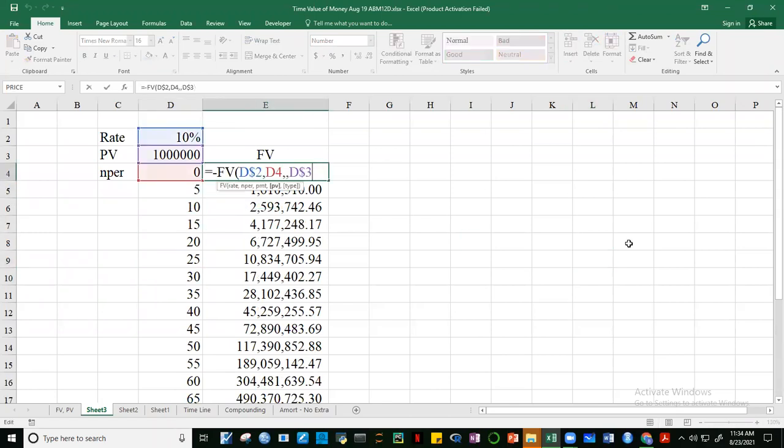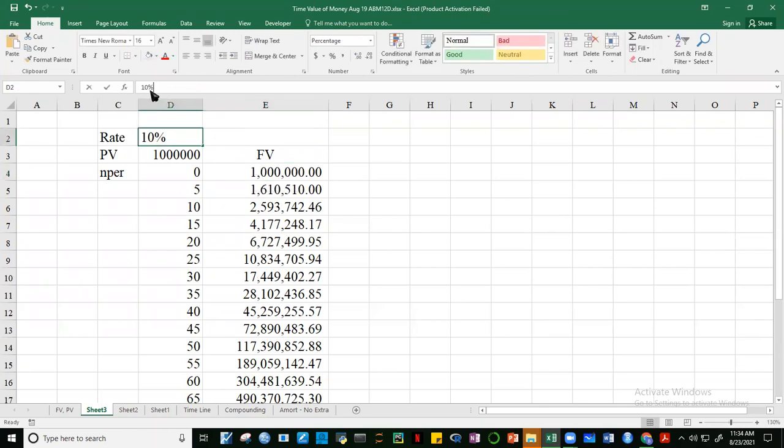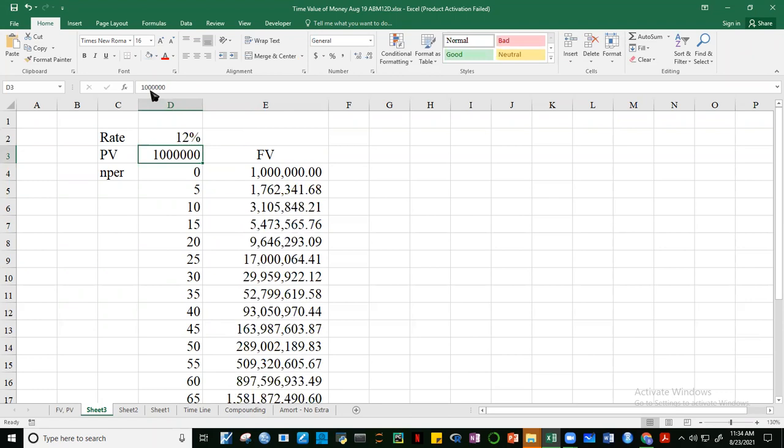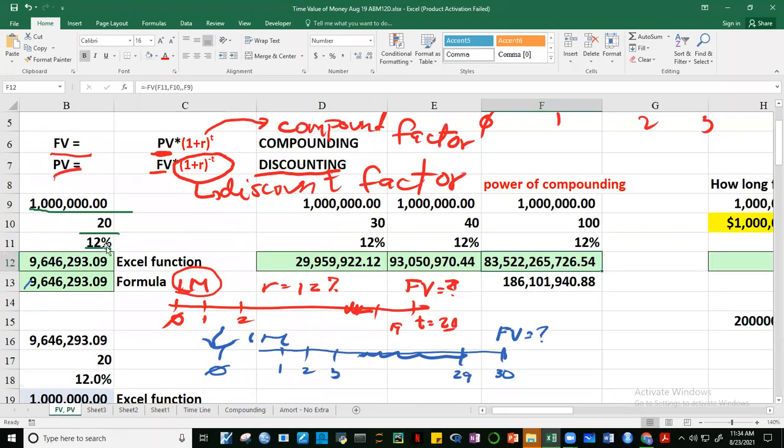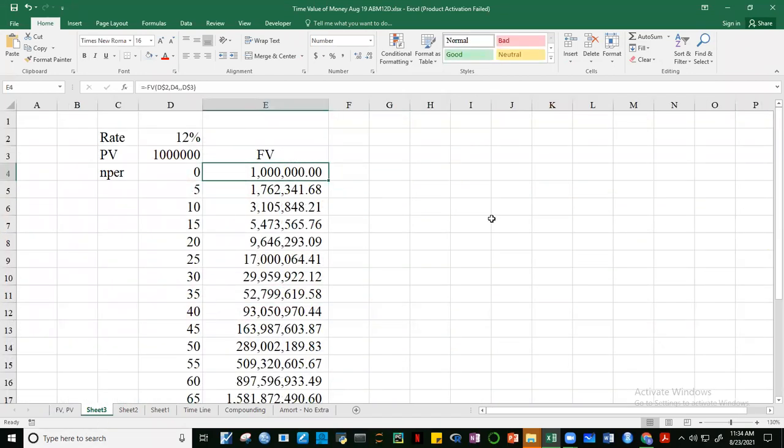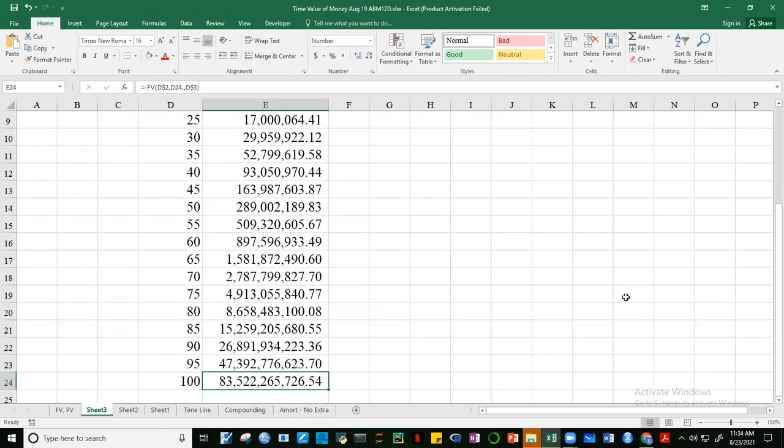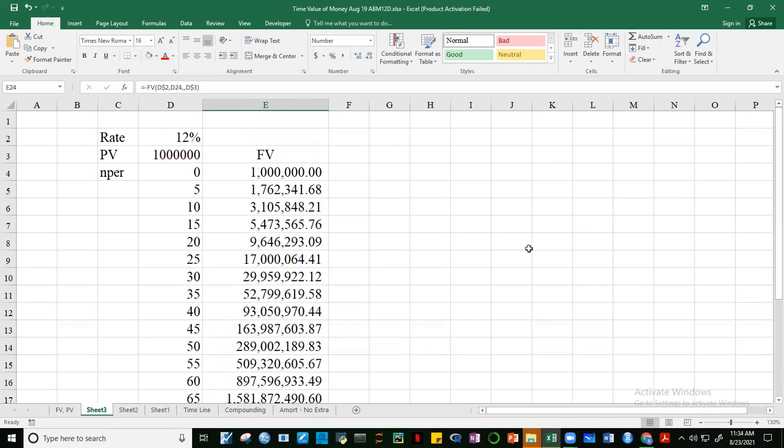Ulit. So we're looking for the future value ng rate at 10. Sorry. Hindi pala 10% yung rate natin. 12% yung rate natin kanina. My apologies, guys. 12% pala. Kaya pala iba. Okay, so this should be okay now. Yan, 83 billion. So notice, guys, that the relationship between the number of periods and the compound value is not linear.